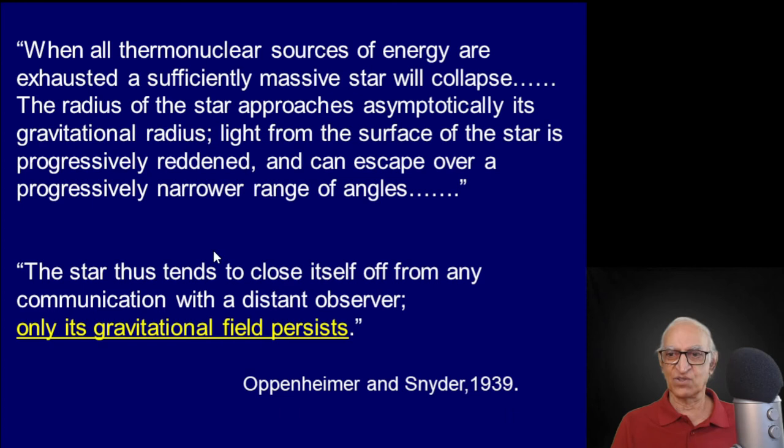So this is what they said in the final paragraph of their paper. When all thermonuclear sources of energy are exhausted, a sufficiently massive star will collapse. The radius of the star approaches asymptotically its gravitational radius. Light from the surface of the star is progressively reddened and can escape over a progressively narrower and narrower range of angles. The star thus tends to close itself off from any communication with the distant observer. Only its gravitational field persists.